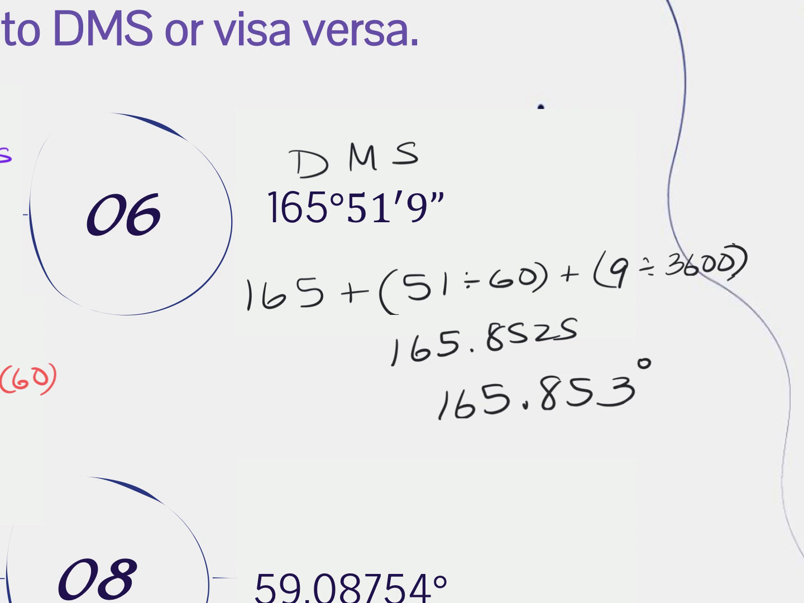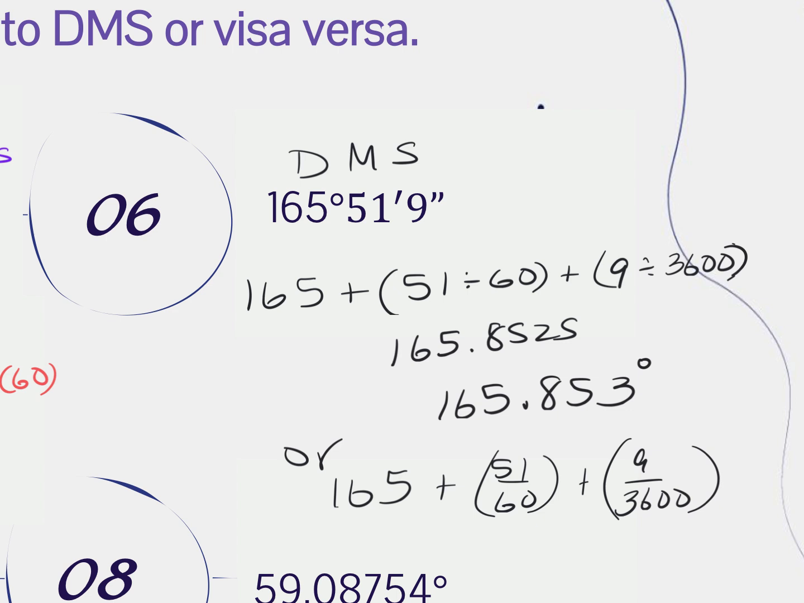Now, if you want to do it as a fraction, you could also do 165 plus, and then the 51 over 60, plus 9 over the 3,600. And just play around with your calculator. It's almost easier to do it this way than using that app feature on your calculator. But if you want to use the app feature, you actually have to type in the quotation or the single quote, like the apostrophe. Let's try going the other way now.